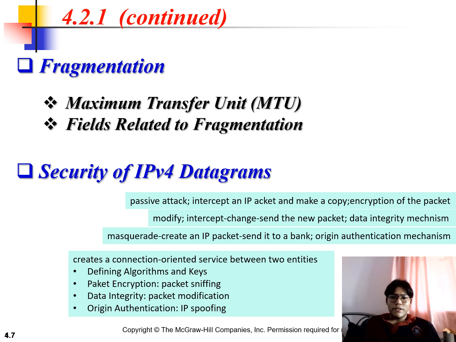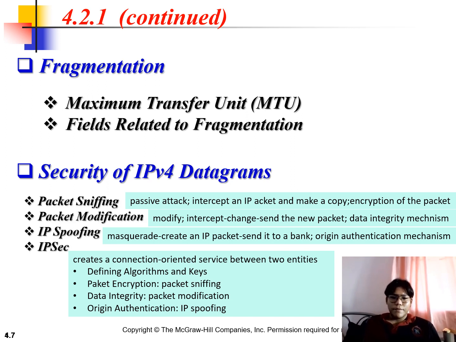The first topic is fragmentation, the maximum transfer unit or MTU, and fields related to fragmentation. Security of IPv4 datagrams. Packet sniffing, a passive attack: intercept an IP packet and make a copy. The defense is encryption of the packet. Packet modification: modify the intercepted packet and send the new packet. The defense is a data integrity mechanism. IP spoofing: masquerade, create an IP packet and send it to a bank.